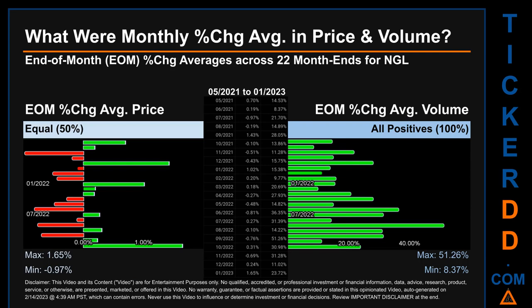From 05, 2021 to 01, 2023, there was an equal split of monthly percentage change in price across 22 month ends. In terms of volume, 22 out of 22 month ends had a positive percentage change. That is 100% of month ends saw a positive percentage change in average volume. Price saw an end-of-month max of 1.65% in average percentage change along with a minimum of -0.97%. For volume, the maximum and the minimum monthly percentage change were respectively 51.26% and 8.37%.